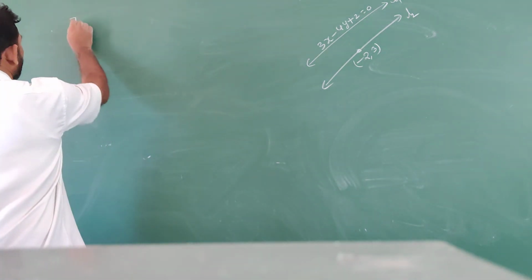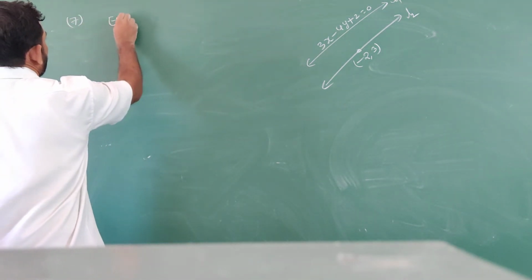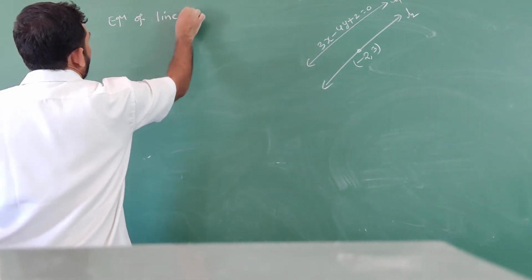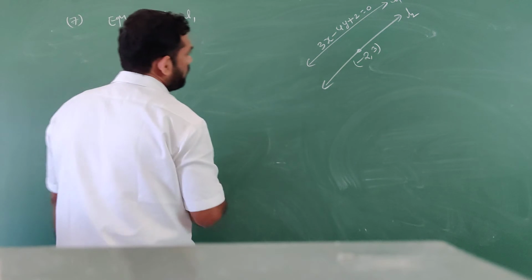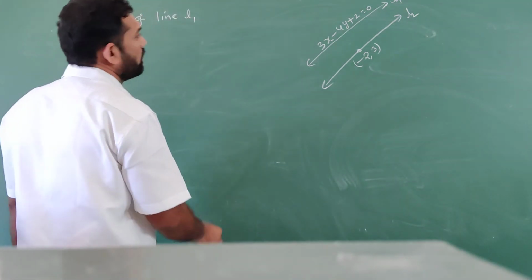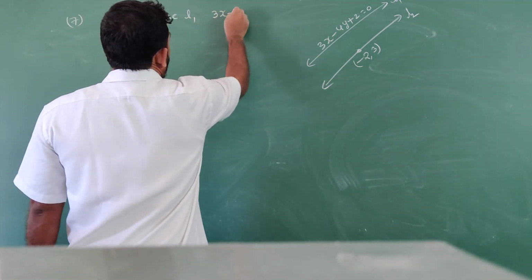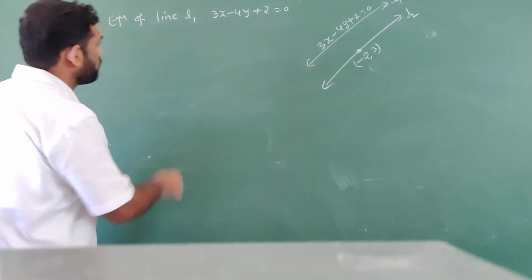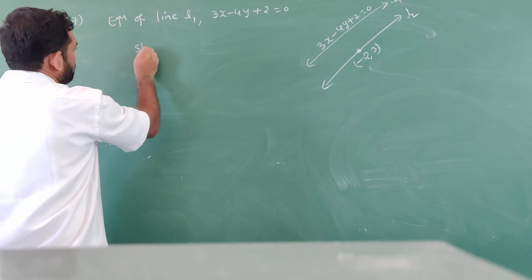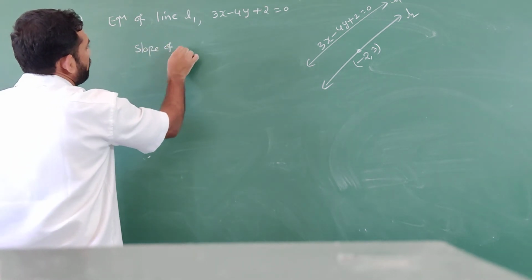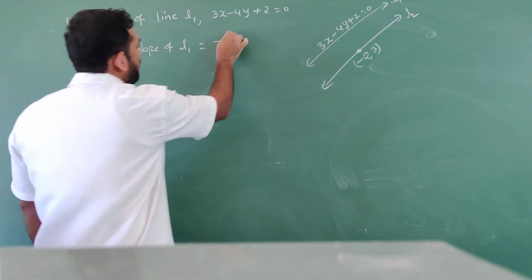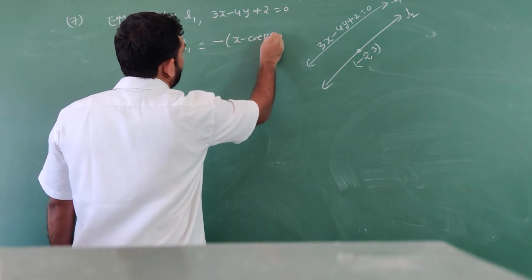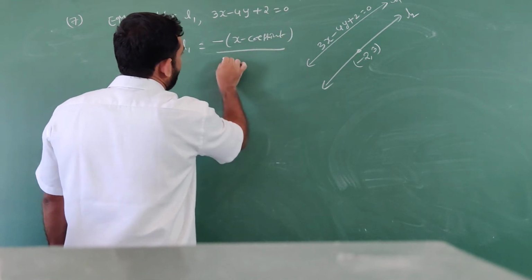The equation of line L1 is 3x - 4y + 2 = 0. Write the slope formula. What is the slope here? The slope of L1 is equal to minus x coefficient divided by y coefficient.